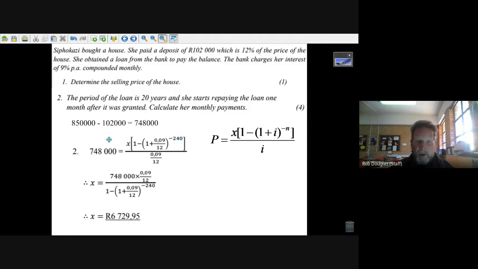Well, I put all the information into the formula. I don't really have to do the step in the middle that the government memo shows. All I have to do is go 748,000 divided by, and then type in the right-hand side exactly the way it appears. If I do that, you'll get the monthly payment of 6,729.95. And that's it. I think I'll leave that there for the first part.